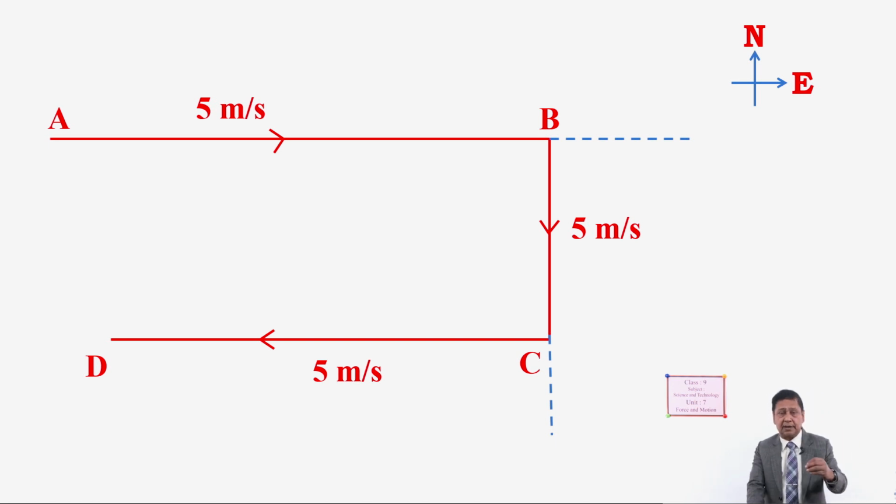Throughout the journey, it covers 5 meter distance in every 1 second. This is its speed. The distance covered by a body in unit time represents the speed, and its speed throughout the journey is 5 meter per second, but velocity is different. Look at this velocity. Velocity while going from A to B is 5 meter per second, because velocity towards east is 5 meter per second, direction is considered.